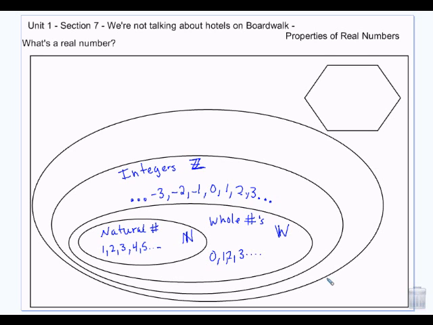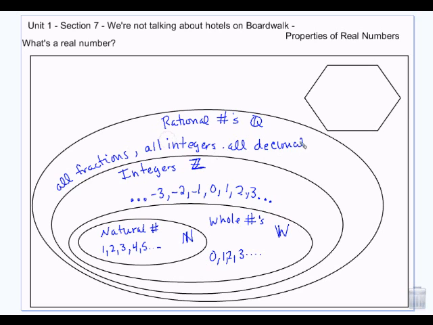You can see so far we're building up and building up. Now the integers fit inside the rational numbers. The rational numbers are symbolized by a Q with a line in it. I don't know where the Q comes from. This is all fractions. That is actually the definition of a rational number, a number that can be written as a fraction. So it's all fractions, it's all integers, and it's all decimals that end or repeat.